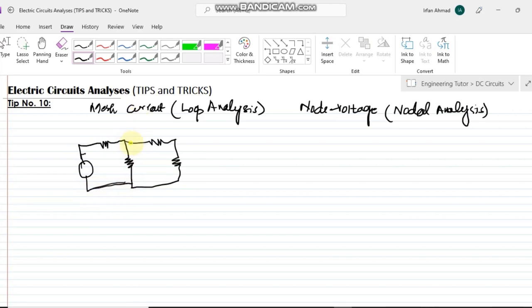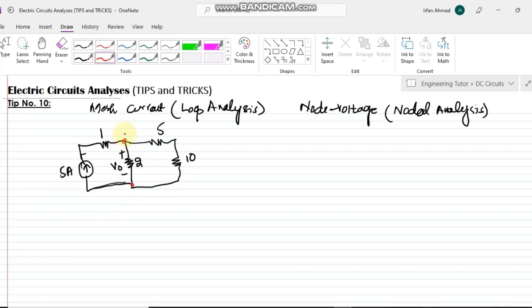So this is basically a circuit in which we are given a current source of, let's say, 5 amps. This is 1 ohm, 2 ohm, 5 ohm and 10 ohm, and we are asked to find the voltage across the 2 ohm resistor. We are not told which method we have to use here.